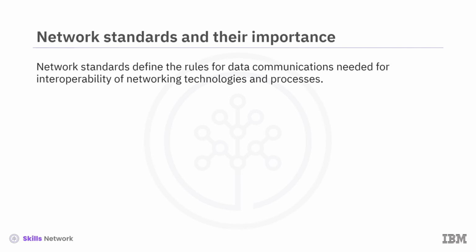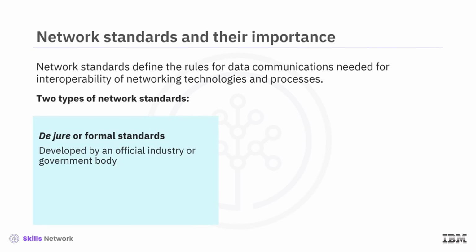Networking standards define the rules for data communications that are needed for interoperability of networking technologies and processes. Standards are widely accepted protocols that engineers use to make sure the things they build integrate with existing devices and technology. There are two types of network standards. De jure, or formal standards, are formal standards developed by an official industry or government body. Formal standards have gone through formal processes to obtain consensus, including publicly available documentation. Examples include HTTP, HTML, IP, and Ethernet 802.3d.